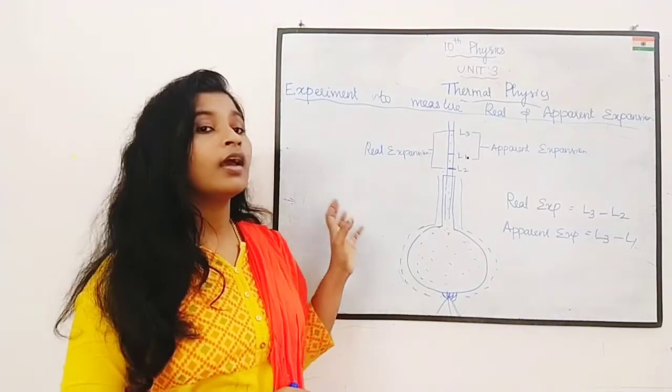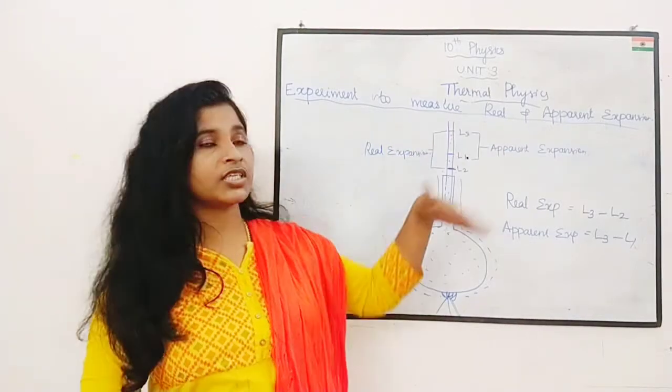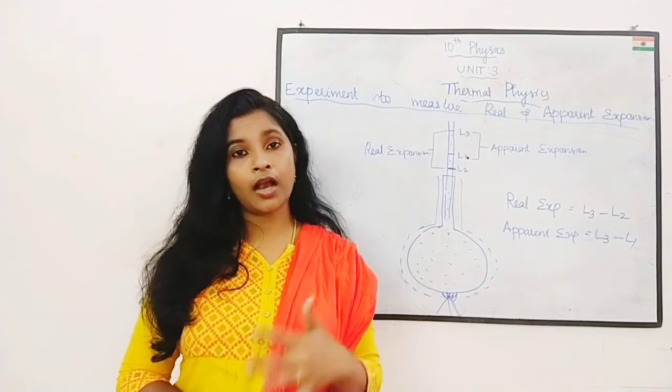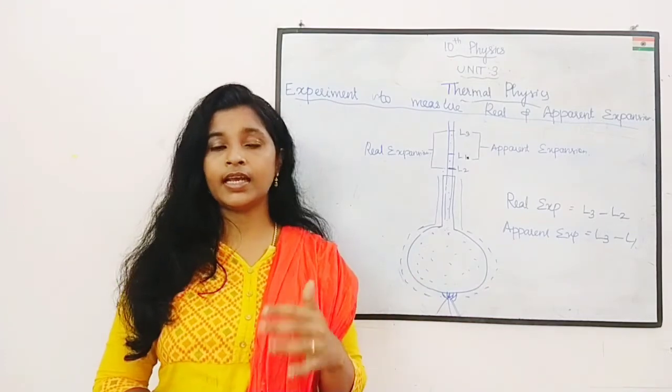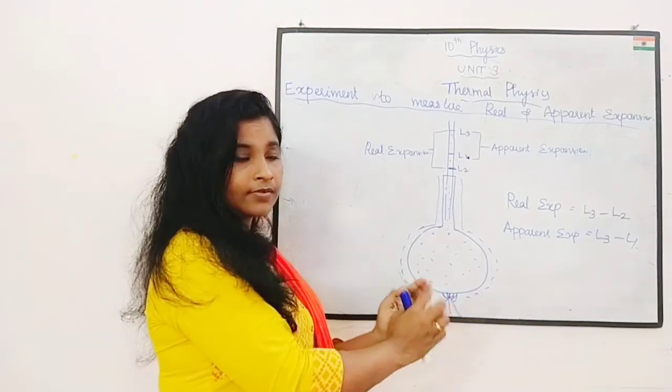So this is a 5 mark question. They will ask you to explain the experiment to measure real and apparent expansion. Hope you understood. If you didn't, please rewind and listen to it again. Take a container with liquid and heat it.